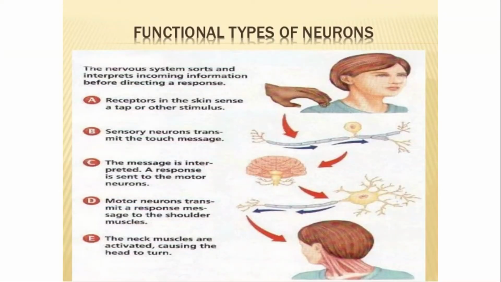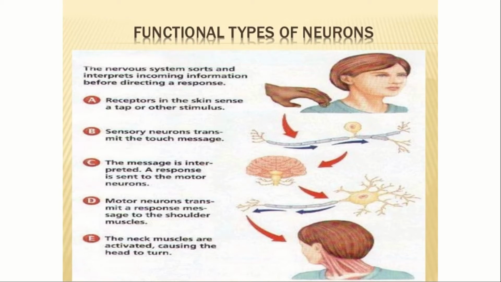Functional types of neurons. Here you can notice the picture. The nervous system sorts and interprets incoming information before directing a response. If someone taps you from the back, first, receptors in the skin sense a tap or other stimulus. Next, sensory neurons transmit the touch message. As soon as someone touches us from the back, the sensory neurons on our skin transmit the touch message.